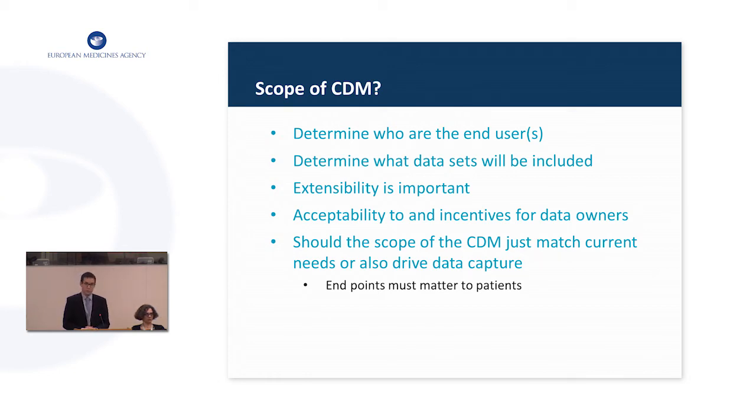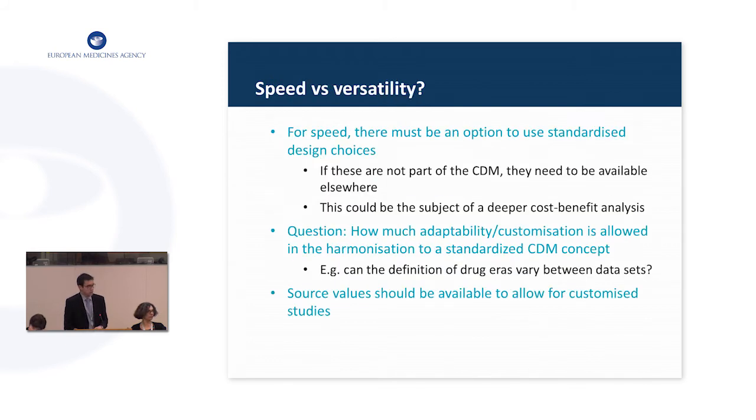At the same time, the CDM must be acceptable to the data owners so that they are prepared to do the mappings, if they should be the ones that actually do them. And there must be incentives for the data owners to do that mapping if we come to this ideal scenario of one CDM version of each data set. And then we discussed the possible trade-off between speed and versatility. We actually ended on a very positive note when someone said that maybe we don't have to trade off, maybe we can have both. And of course, that's the ideal scenario.